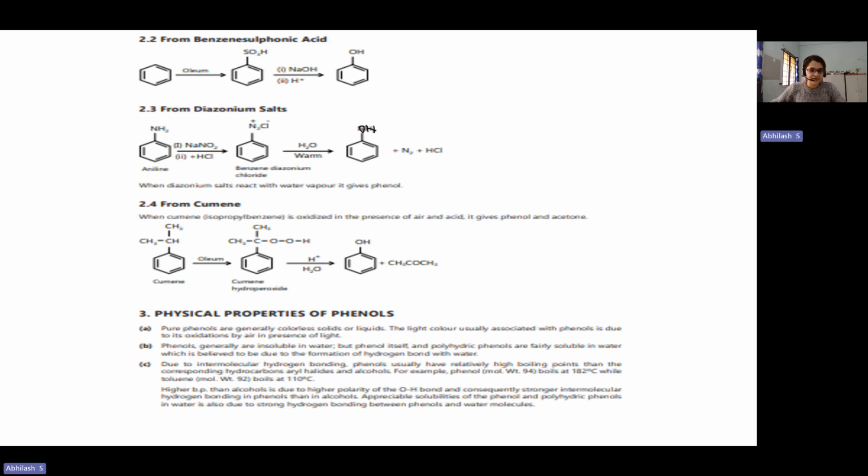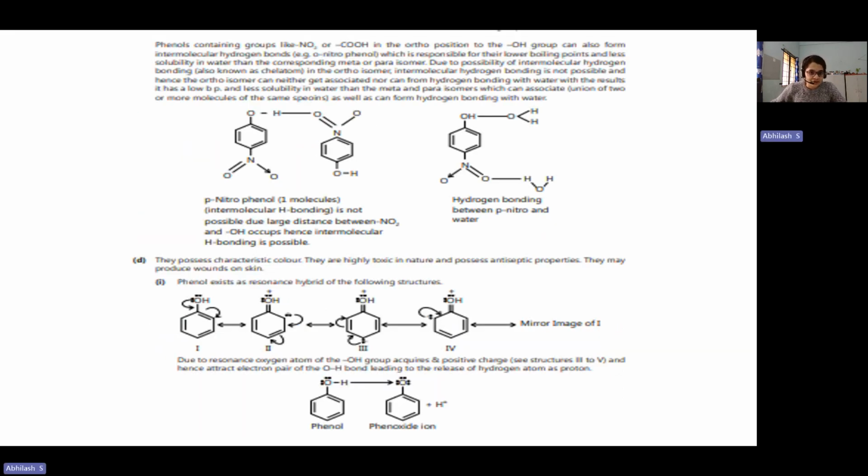Let's discuss some of the other properties also. As I told before, phenol is acidic compared to alcohol because of its resonance stabilization. This is the resonance structure of phenol you can see. There is an OH group attached to the benzene ring. In that, oxygen has a lone pair of electrons which is delocalized into the benzene ring.